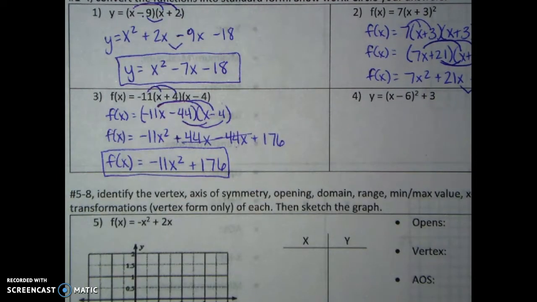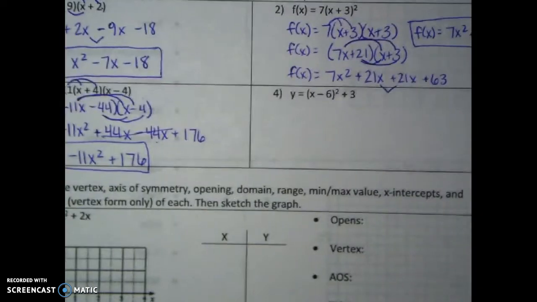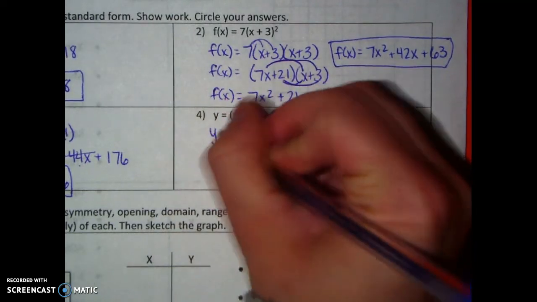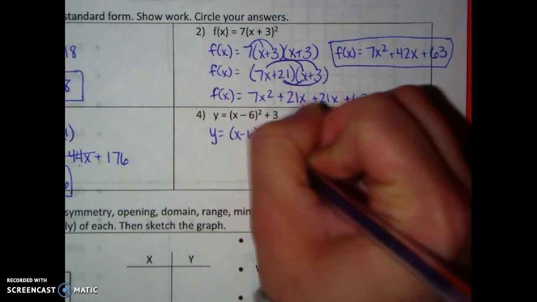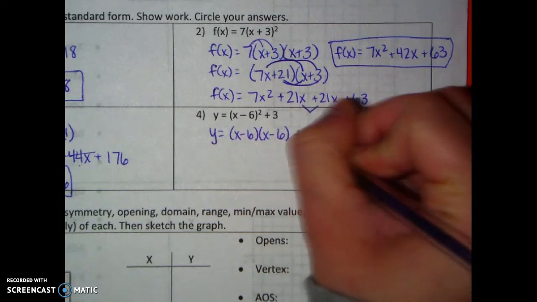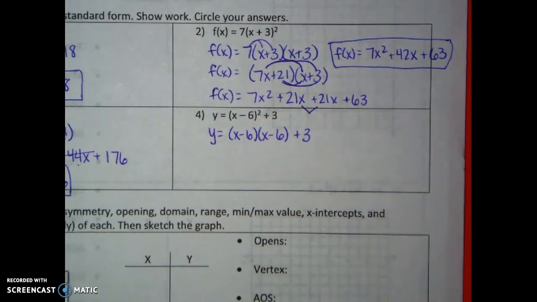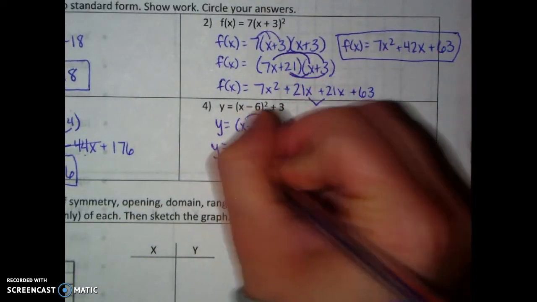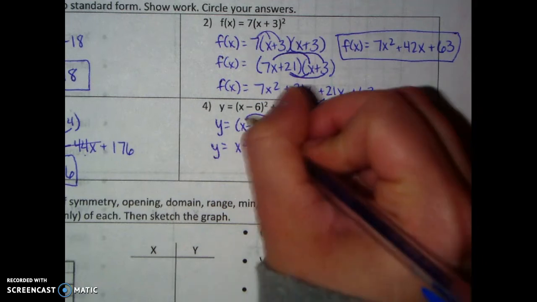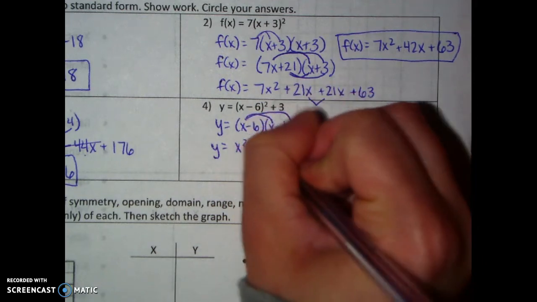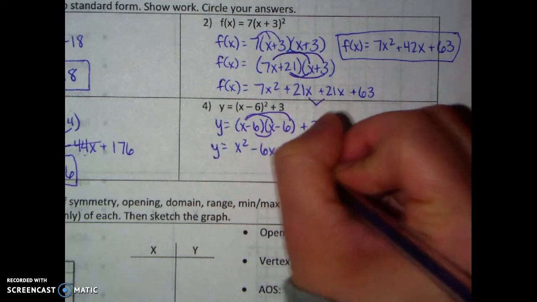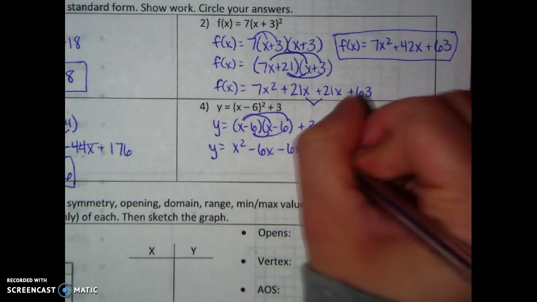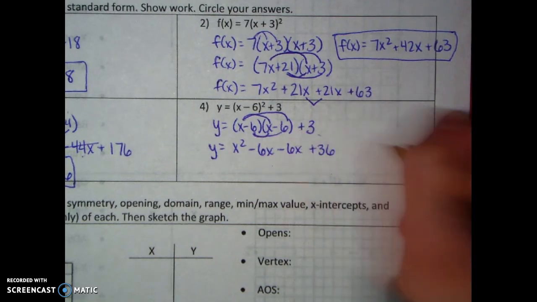Okay, one more in this section. And this is where I'll have to write it out twice. So y equals x minus 6 times x minus 6 plus 3. Quite a few of you forgot to put that plus 3 at the end of it. So x times x is x squared. X times negative 6 is minus 6x, and there's another minus 6x, and negative 6 times negative 6 is a positive 36, and don't forget that plus 3.